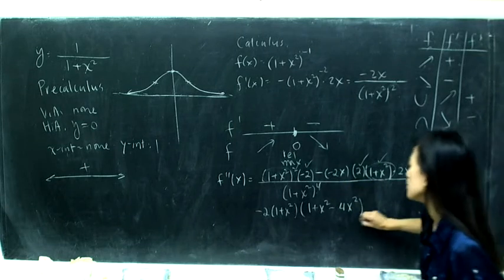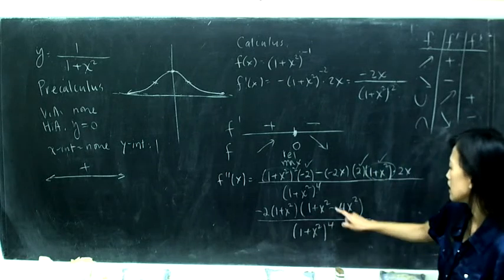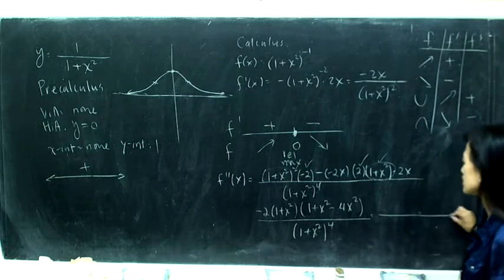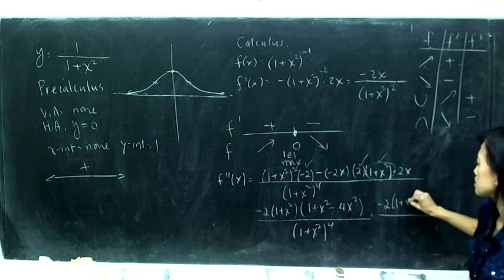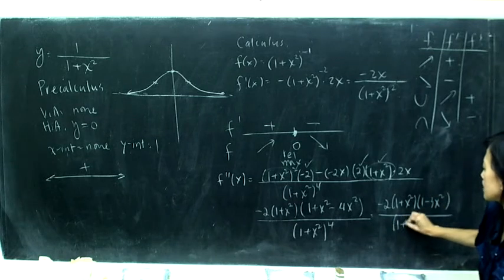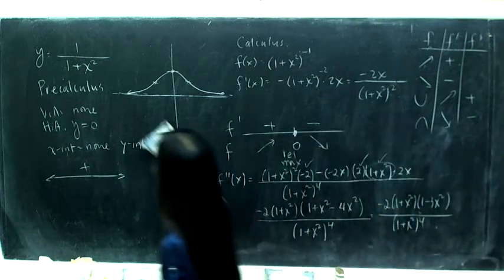That's right. Okay, on the bottom, same. So that's a negative 3x squared if I combine. I don't think I can simplify anymore. So that's it. Negative 2 times the 1 plus x squared, 1 minus 3x squared, over 1 plus x squared to the 4th. Okay, then from here, let's graph that. What's the second derivative?